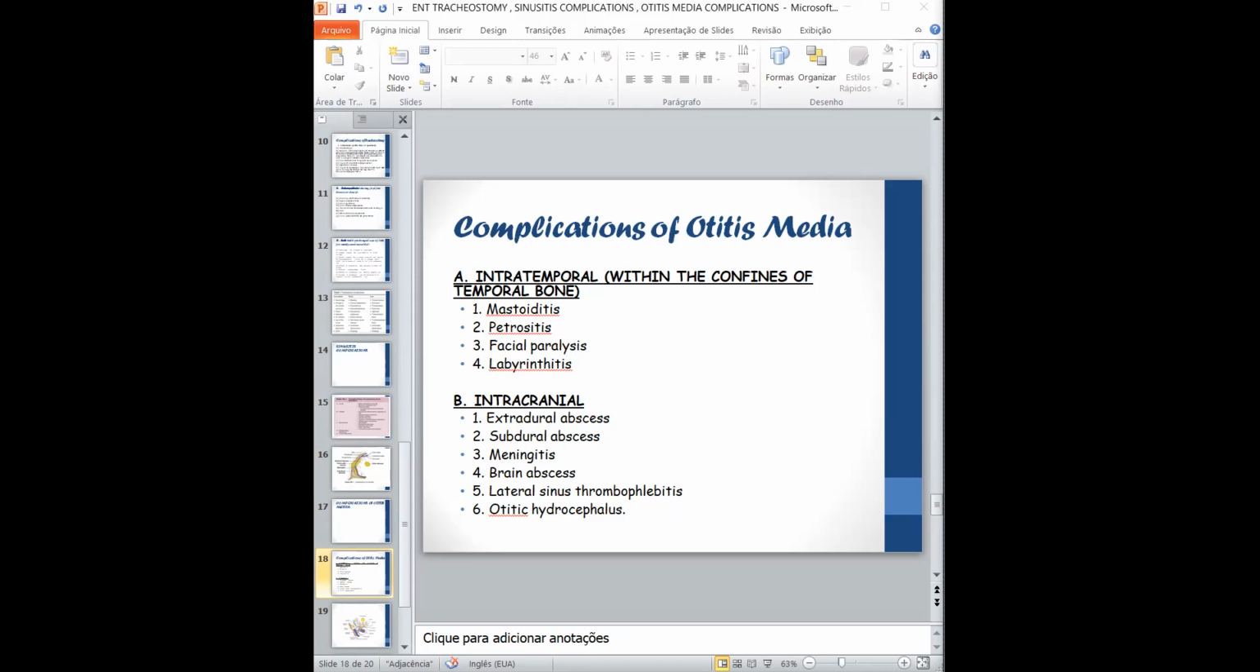Let's now move to the fifth complication, which is lateral sinus thrombophlebitis. This occurs as a complication of acute coalescent mastoiditis, masked mastoiditis, or chronic suppuration of the middle ear and cholesteatoma.